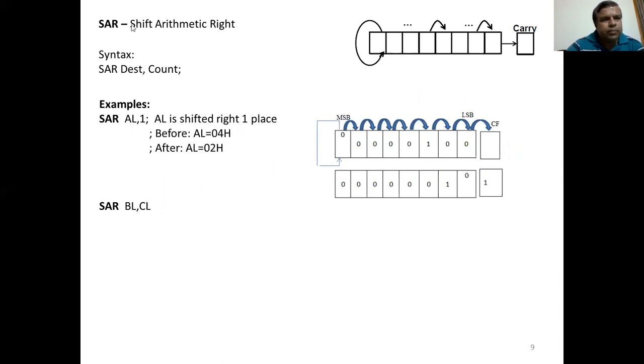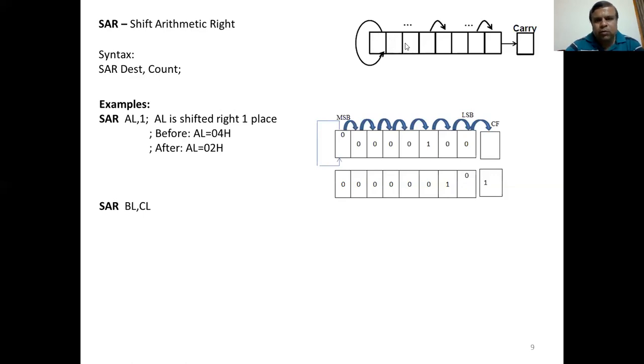The next instruction, SAR, stands for shift arithmetic right. The syntax of using this instruction is SAR destination comma count. This instruction shifts each bit in the specified destination operand to the right by the number of bits specified in the count. Again, the destination can be a register or memory location. The number of shifts is indicated in the count operand. This diagram shows the operation of the SAR instruction.